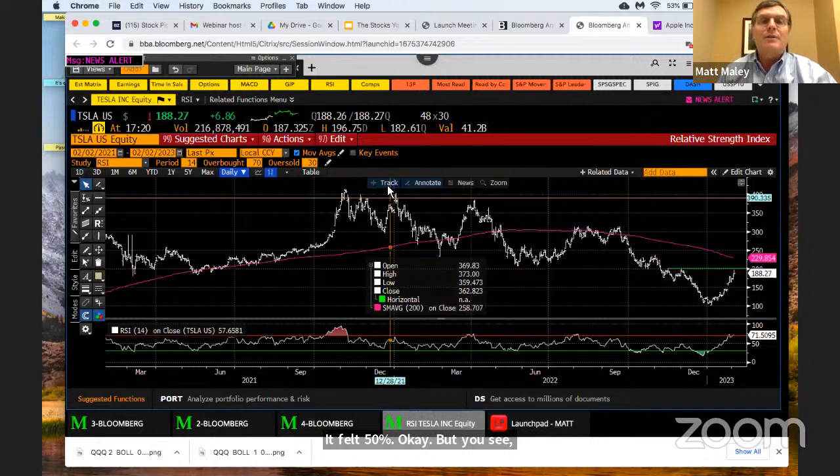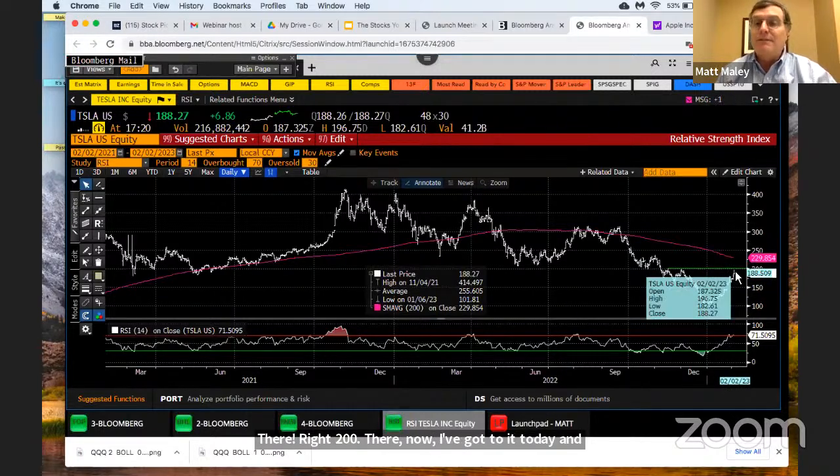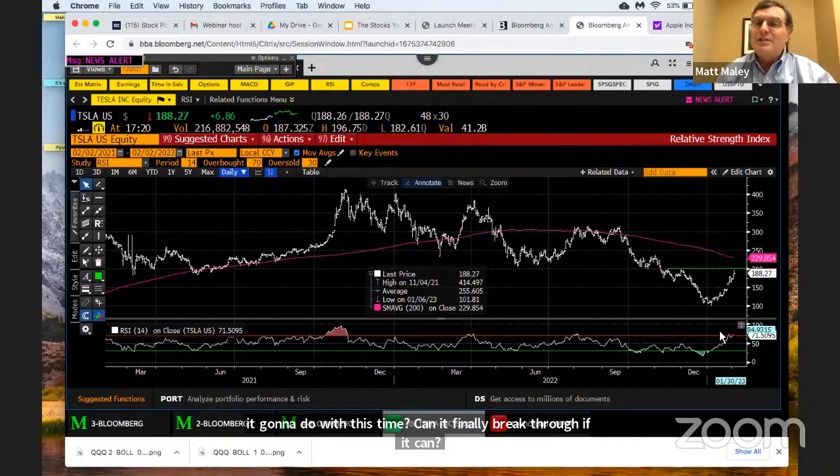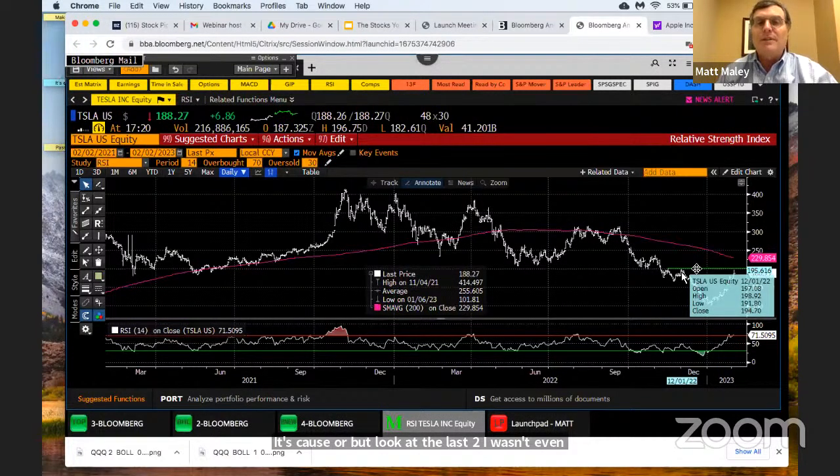But you see, it got right to 200 there, right to 200 there. Now it got to it today and pulled back. What's it going to do this time? Can it finally break through? If it can, it's going to be bullish, but it's hard for it to do it because it's overbought. Look at the last two times. It wasn't even remotely overbought the last two times it tested that line. So that's going to be a really tough level to look at.